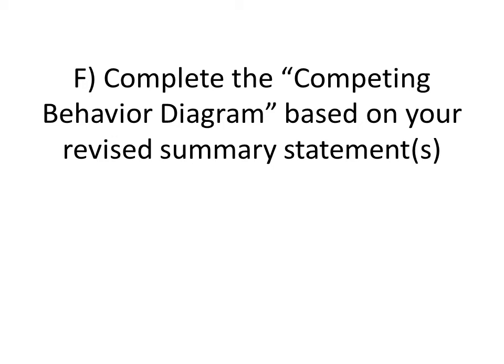Then we come down to the alternative behavior that is below the problem behavior, and the arrow points up towards the function of the problem behavior. Here, think about a new behavior that you could teach the student that would serve the same purpose or function as the challenging behavior. Here, it might just be an idea. That's okay. So fill in that chart so that it best fits this new summary statement.